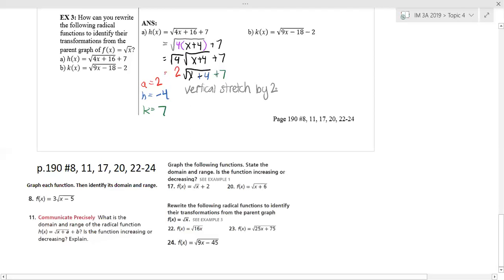Also, h moves it horizontally left and right. Since h is negative 4, that means this graph is going to have a translation to the left 4. And finally, because k is 7 and k moves it vertically, this is also going to have a translation up 7 units. So this graph has a vertical stretch by 2 and a translation left 4 and up 7 units.